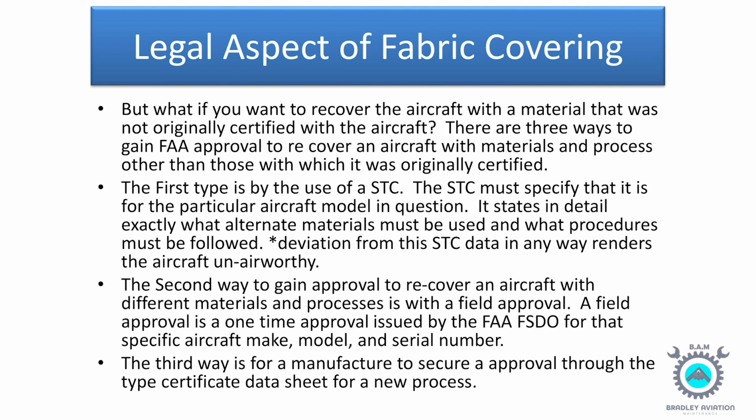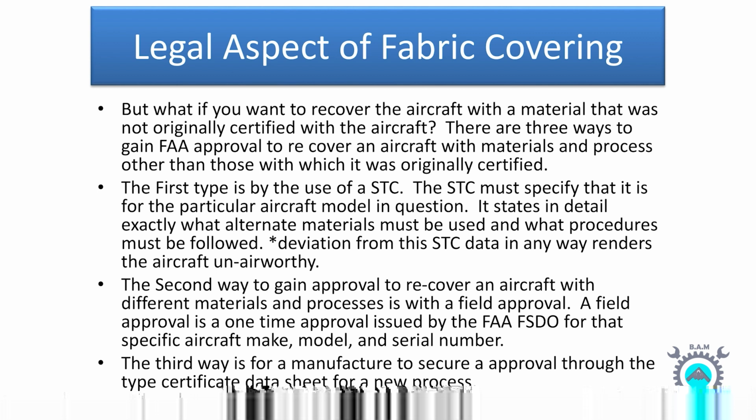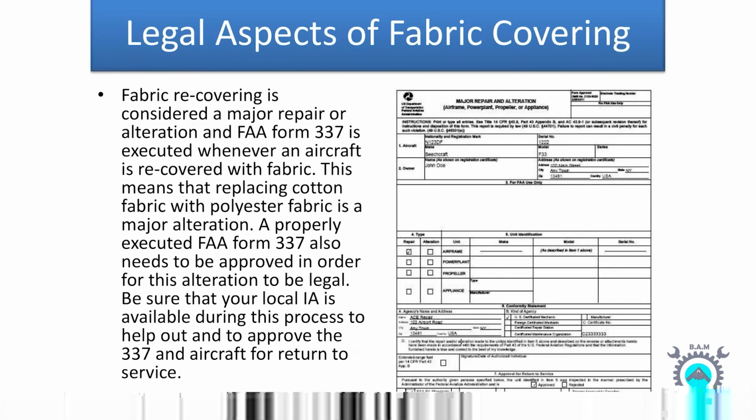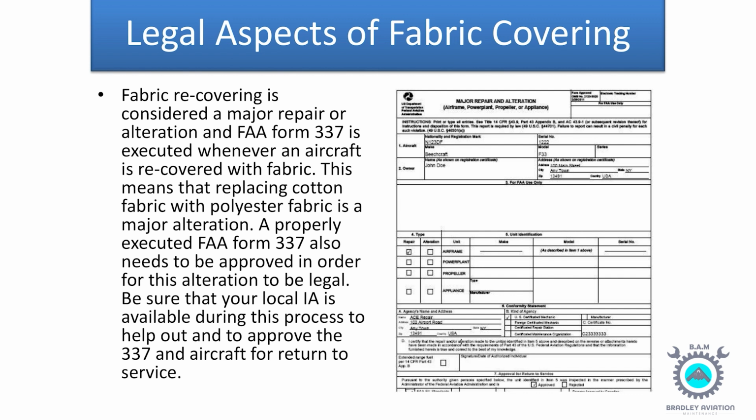The second way to gain approval to recover an aircraft with different materials and processes is with a field approval. A field approval is a one-time approval issued by the FAA FSDO for that specific aircraft make, model, and serial number. The third way is for a manufacturer to secure a pre-approval through the type certificate data sheet for a new process.